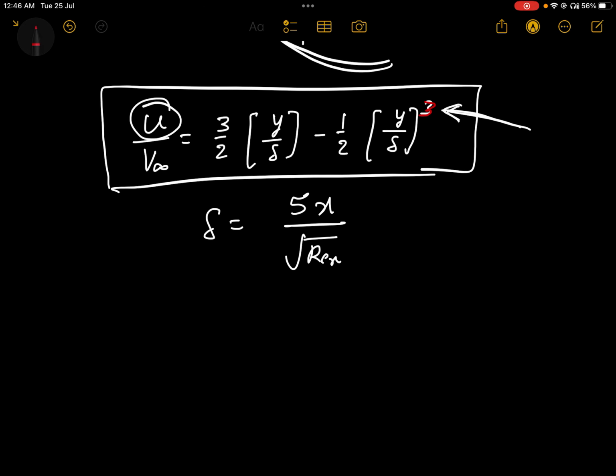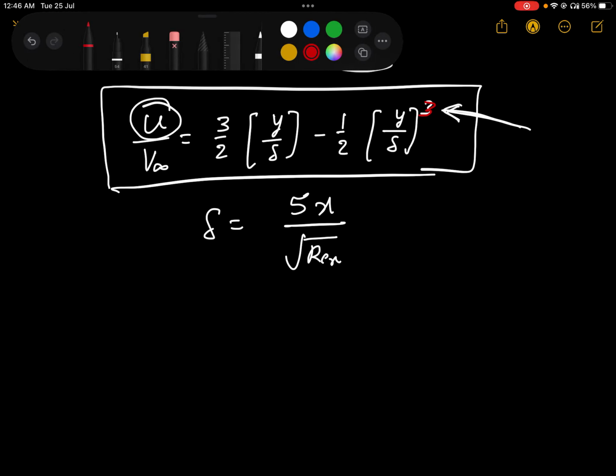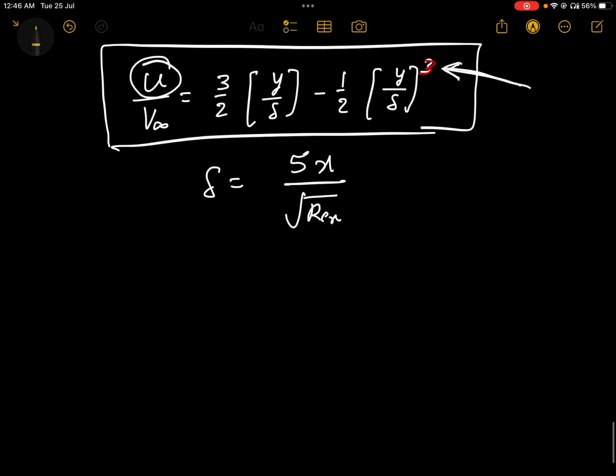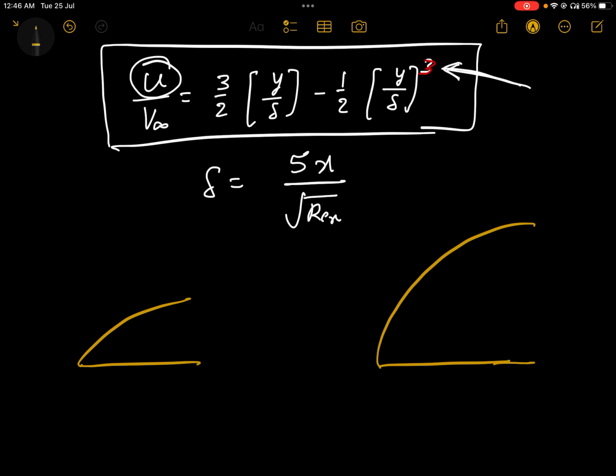This should keep in mind. So further we'll try to understand some of the physical significances. Let's say we have two boundary layers, boundary layer 1 here and boundary layer 2. So what is the difference between the two? Here the boundary layer thickness is delta 1, here the boundary layer thickness is delta 2. So delta 1 is less than delta 2.